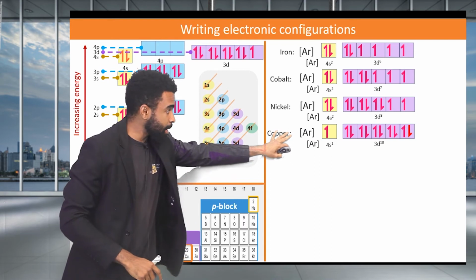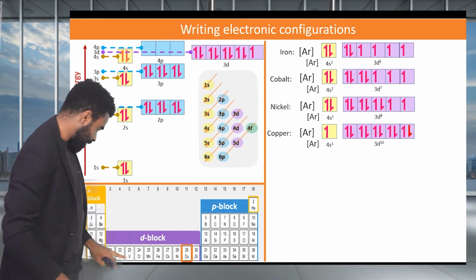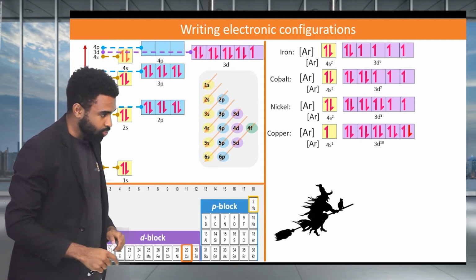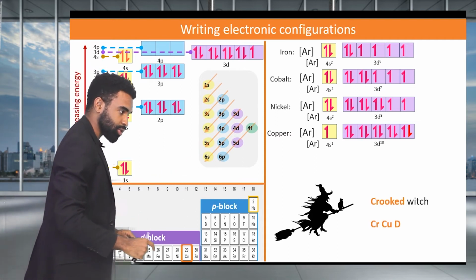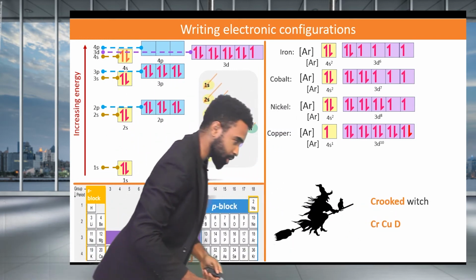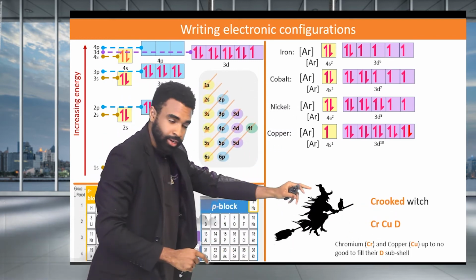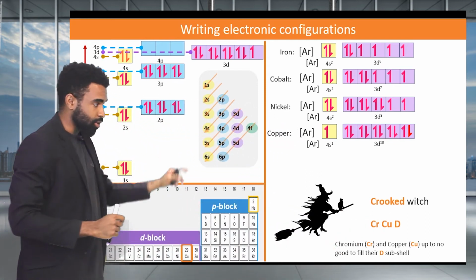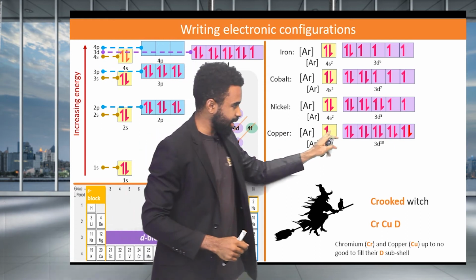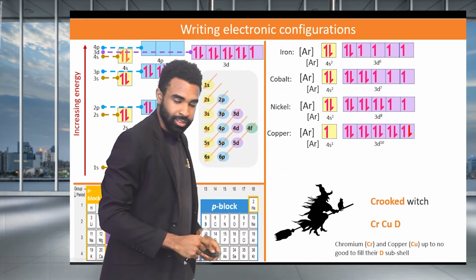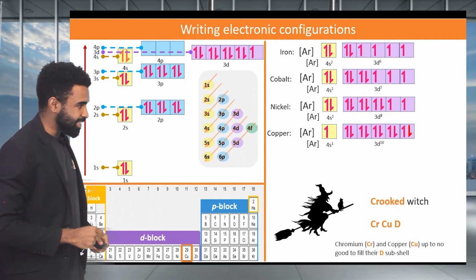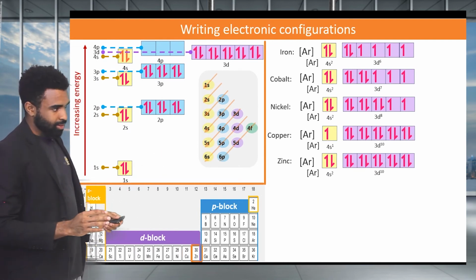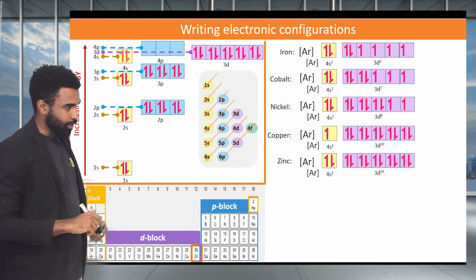Now, how can we remember that copper and chromium are exceptions? Here's a mnemonic for you. You can think of a crooked witch. Crooked witch. So chromium and copper are trying to fill up the d subshell. Chromium, copper, d subshell. Copper there, that electron jumped to fill up the d subshell. Okay, zinc looks like that, 4s2 3d10. As you can see, it has a nicely filled configuration there.